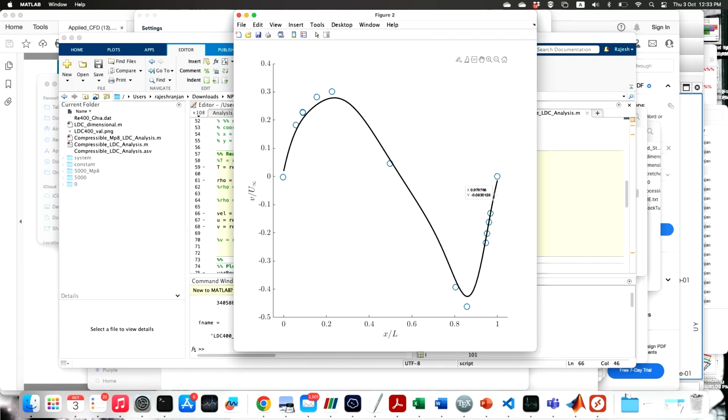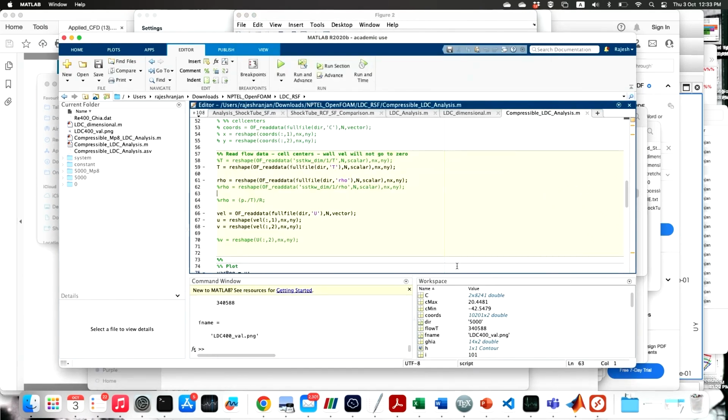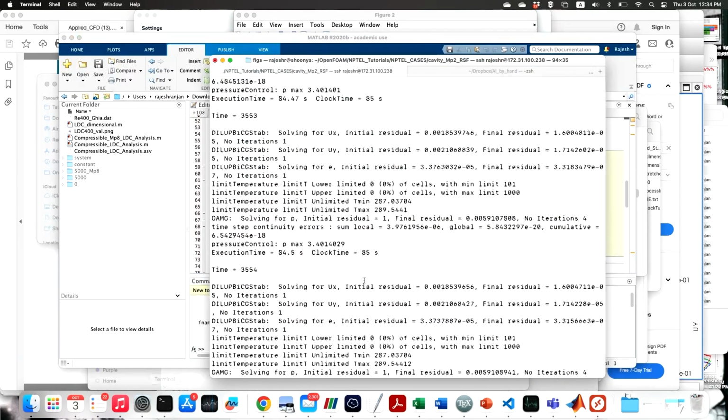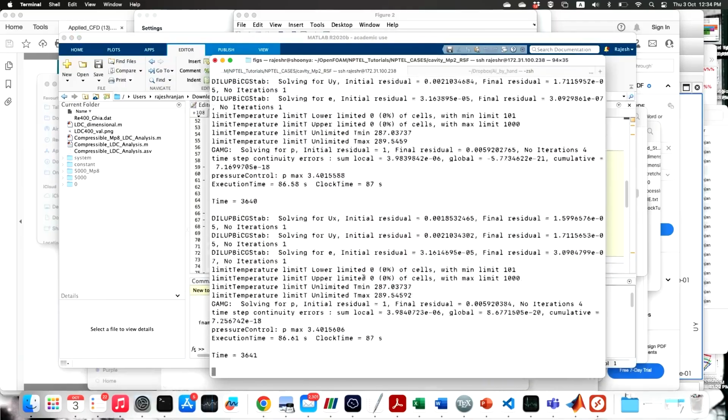You can plot different parameters also. I am just plotting V, but you can plot U, vorticity, all these quantities and see how things are changing. Okay, so now we solved the lid driven cavity using the incompressible flow as well as the compressible flow. In the compressible flow, it takes a little bit more time, because it is also solving for the energy equation, right.